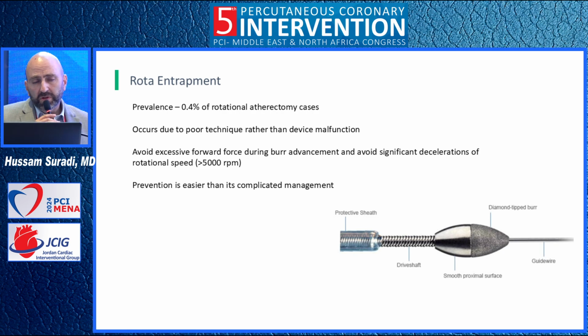So as I mentioned, rota entrapment is really very rare. This is actually the first case that I have encountered. I've done hundreds of rotational atherectomies. The key is to be careful with it. The reason it was trapped the first time was the excessive force that was pushed. As you know, the front part of the burr is diamond coated, which does the ablation job, and the posterior, or proximal, aspect of it is smooth and doesn't do any ablation. So once you cross a lesion that is not well treated, it's very hard to pull it back. So prevention is easier than its complicated management.